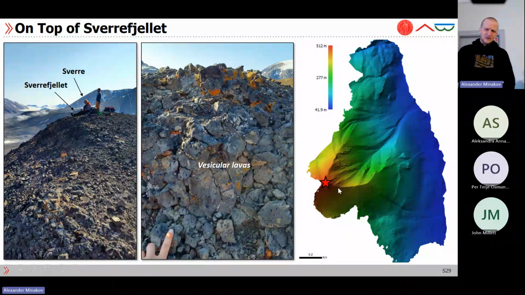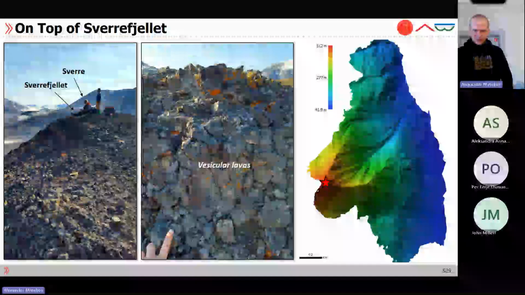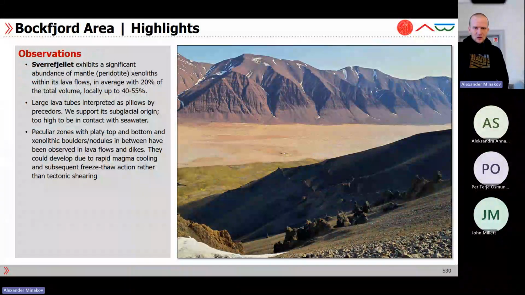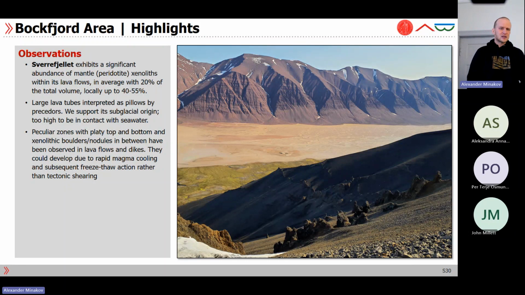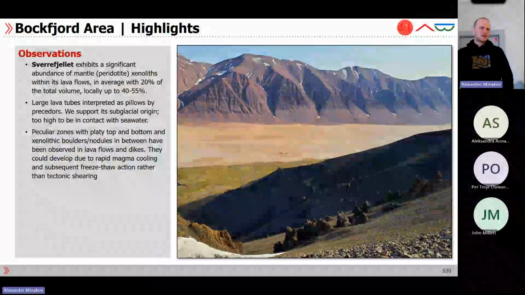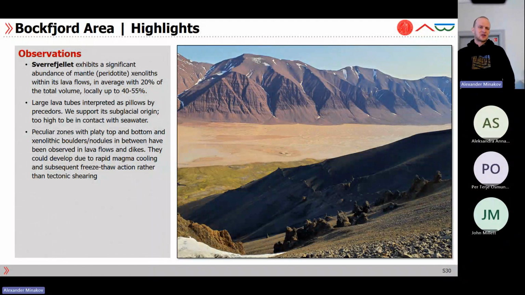So then I want to refine the mapping and put everything into the updated context. To sum up what we have for now, it is well known that Sverrefjellet exhibits an abundance of xenoliths. We slightly updated the previous estimates. We think that on average it contains about 20% of the total volume of xenoliths, locally up to 40–45%.